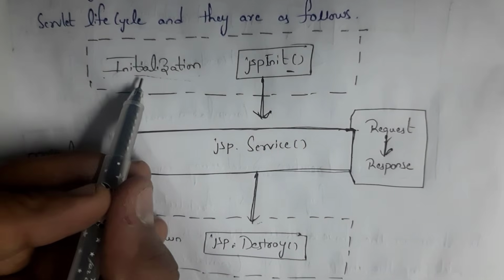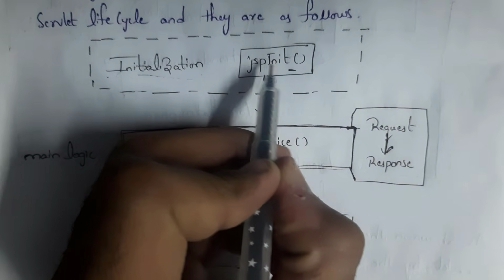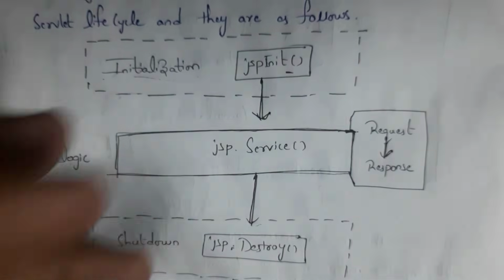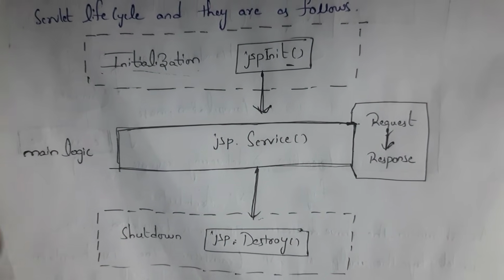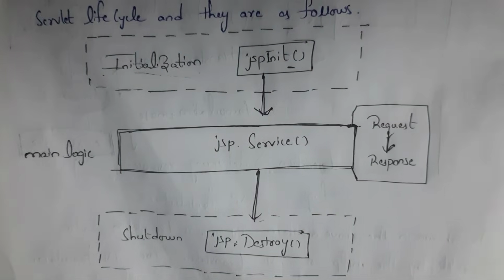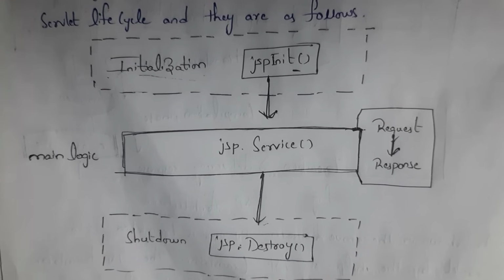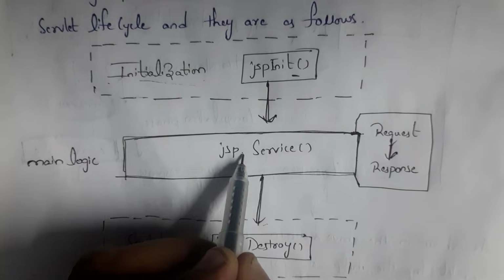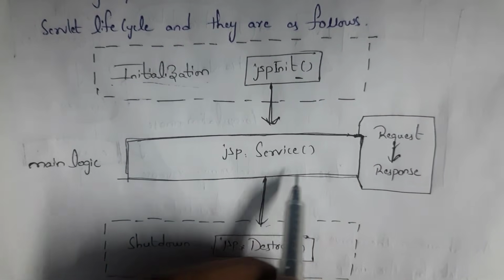In the initialization phase, we will create JSP by using the jspInit method. In the next phase, that is the main logic, we will handle requests. Whatever requests JSP receives, JSP will provide responses to them. That is, JSP will provide service to the requests. This is known as the service method. By using the JSP service method, we will handle HTTP request and response.